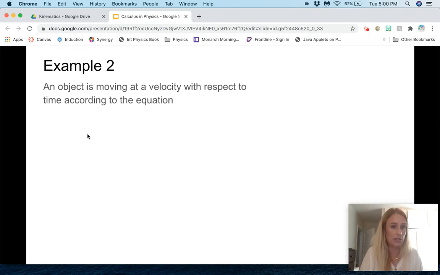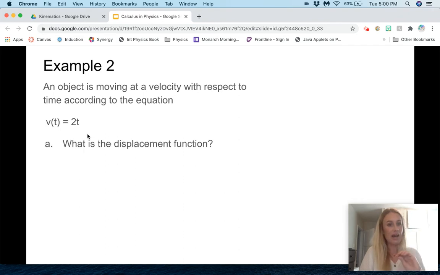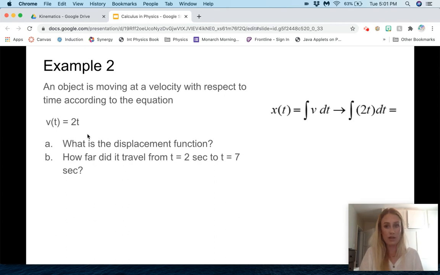So example number 2 says an object is moving at a velocity with respect to time according to the equation: velocity with respect to time is equal to 2t. And then we want to know A, what is the displacement function? B, how far did it travel from 2 seconds to 7 seconds? All right, so we know that since we want to go from velocity to displacement, we have to take the antiderivative or the integral. So this is what the notation looks like, all right?